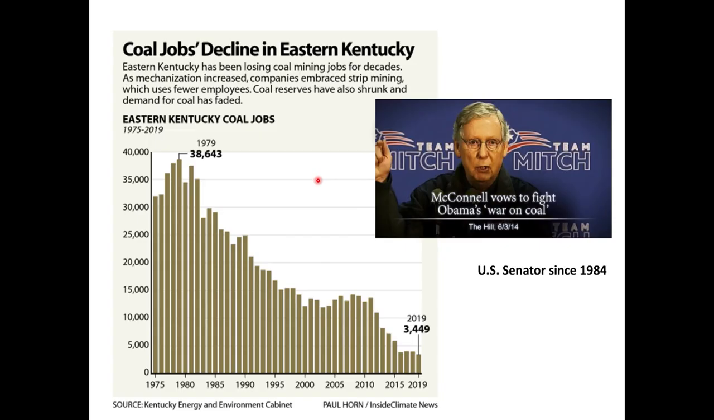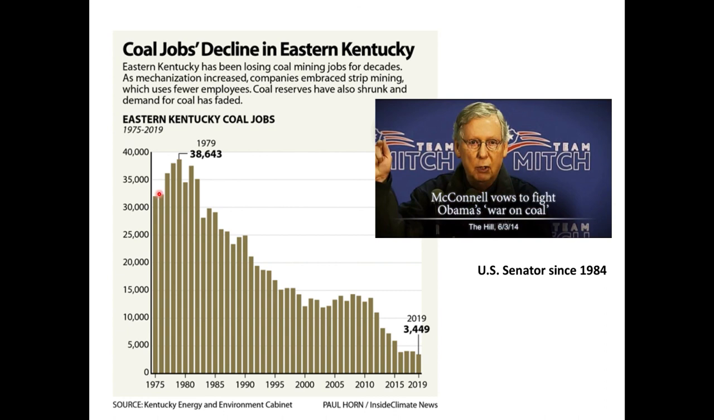But you hear this all the time, depending on where you get your news. So here we have the leader of the Senate, Mitch McConnell, who vows to fight Obama's war on coal. Now, Obama became president in 2008. So here, 2008 is on the histogram at the bottom. But this is the state of Kentucky, where Mitch McConnell is elected as a senator. Notice the jobs in Kentucky. The y-axis are the number of people employed in coal in eastern Kentucky from 1975 to 2019.